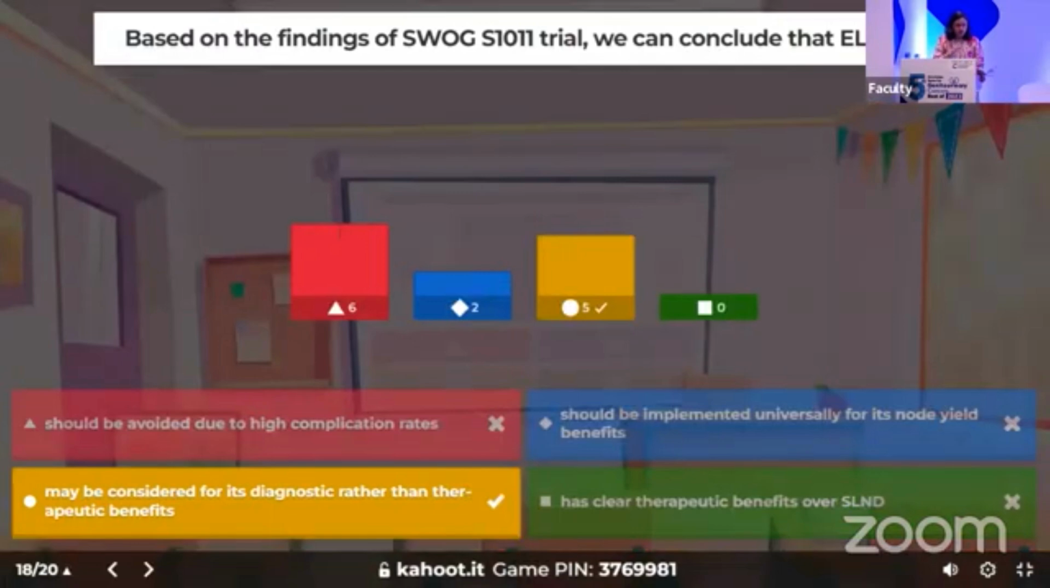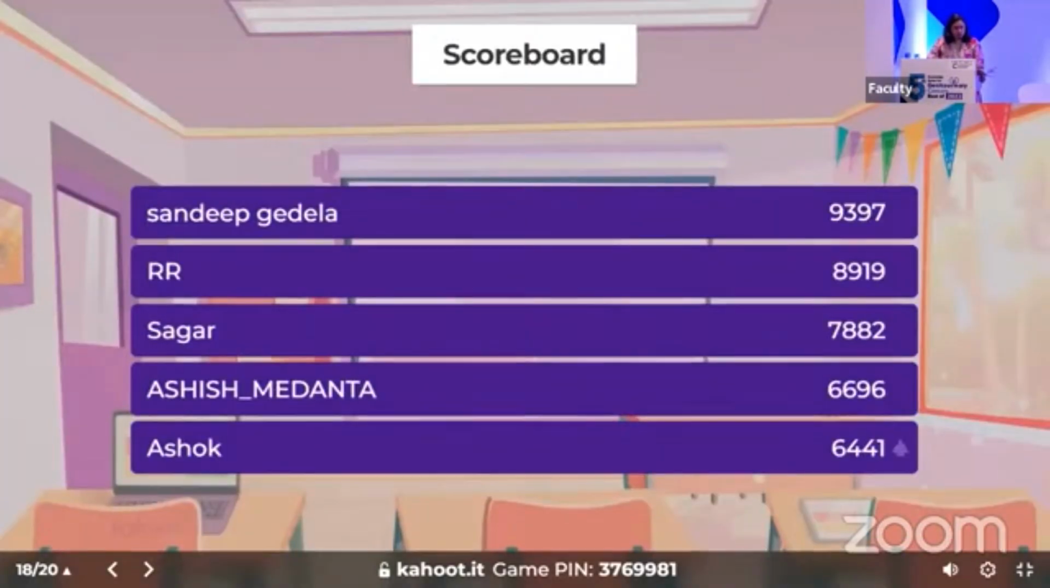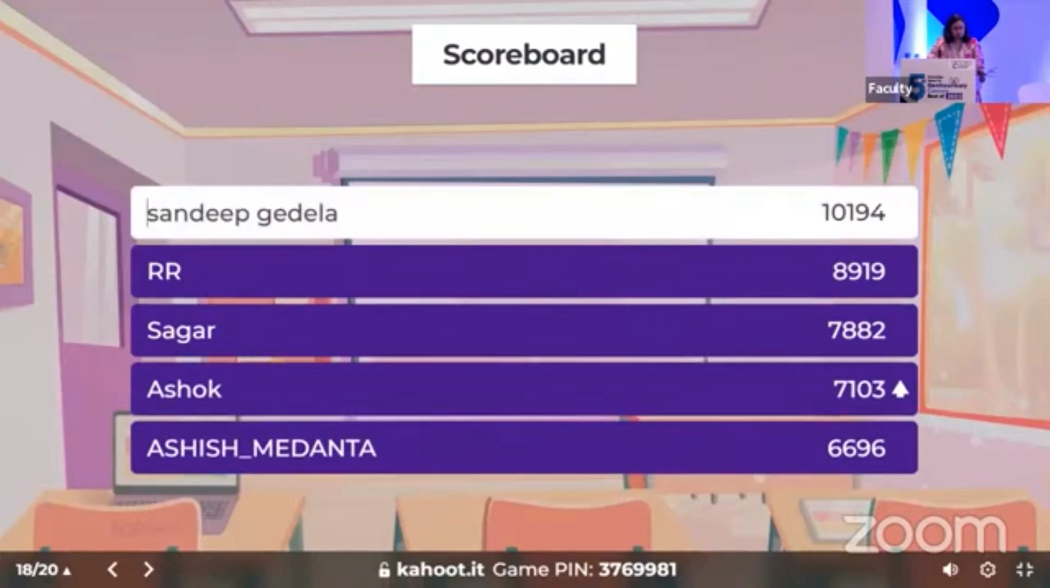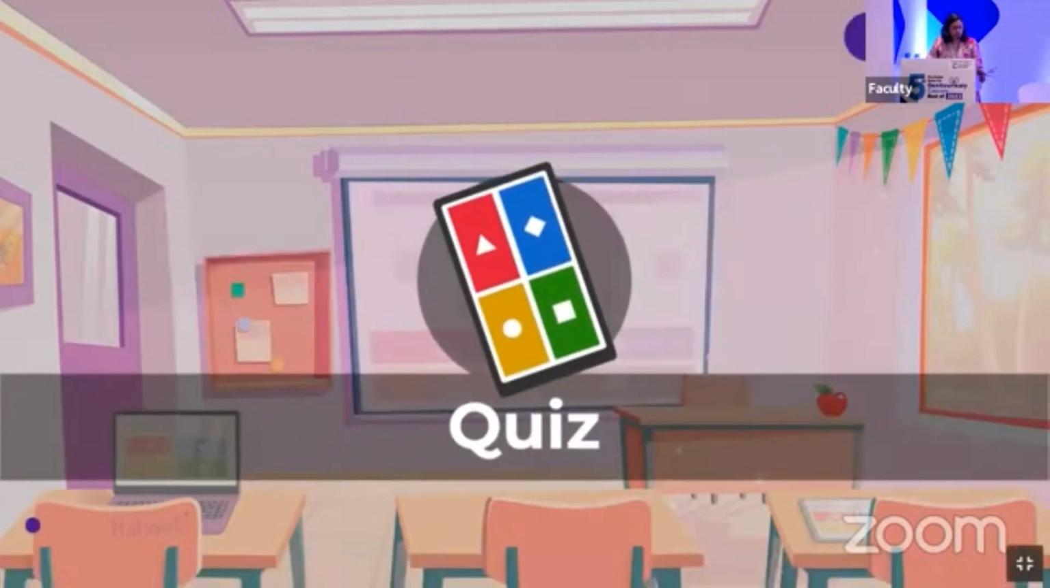So option 3 is the correct option. It may be considered for diagnostic rather than therapeutic benefit. And five of the participants have got it right. So we quickly go on to the scores and the last two questions. Sandeep is still leading, and we'll move to question 19, please.